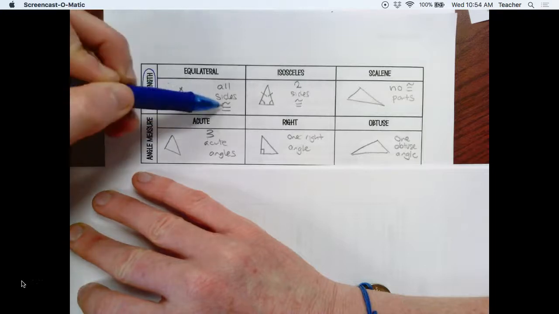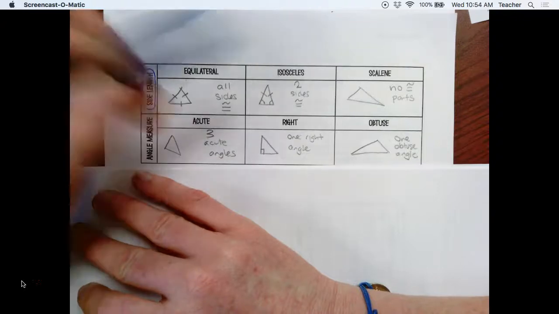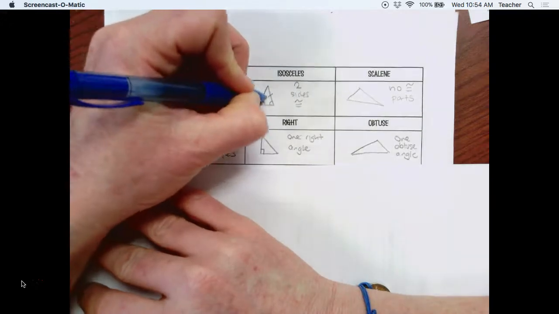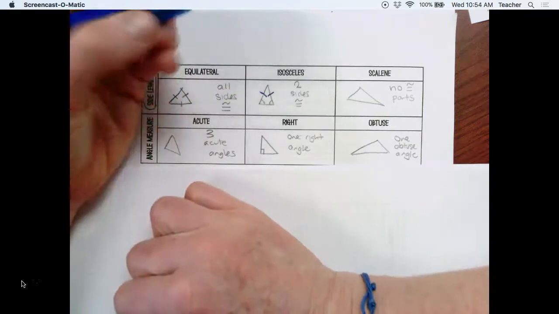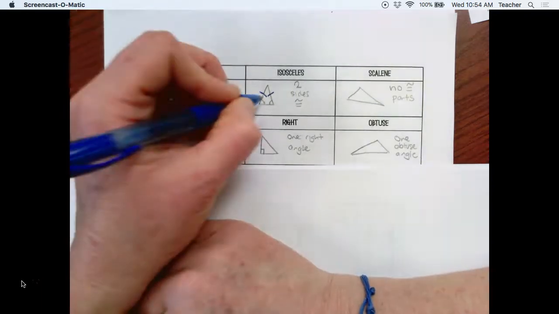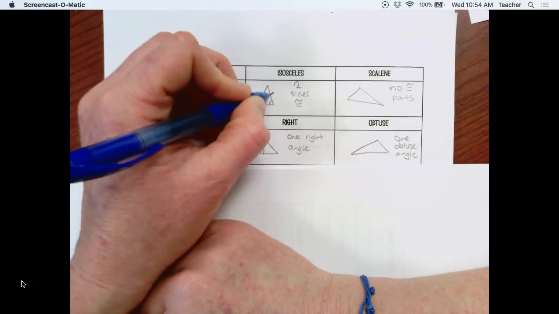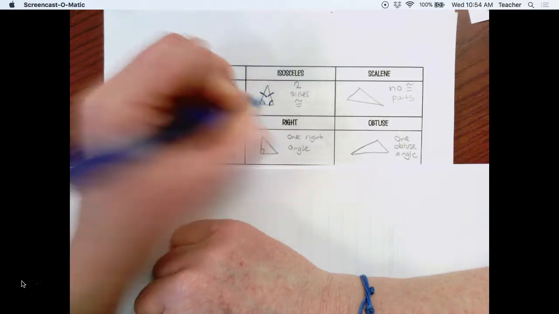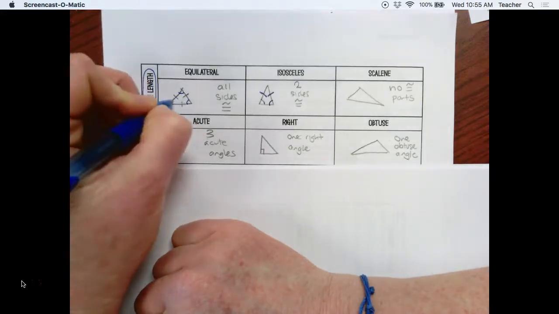If all the sides are congruent, it's an equilateral triangle, excuse me. If two sides are congruent, meaning this side and this side are the same, it is an isosceles triangle. The other thing you should know is that if this side is opposite this angle, and this side is opposite this angle, these angles are also congruent if the sides are congruent. Same thing here. If these sides are all congruent, the angles are all congruent.